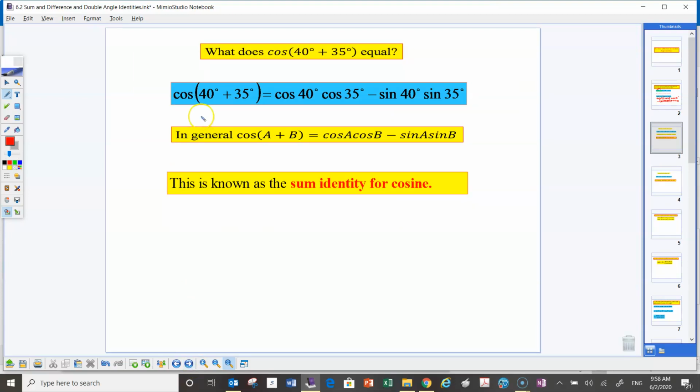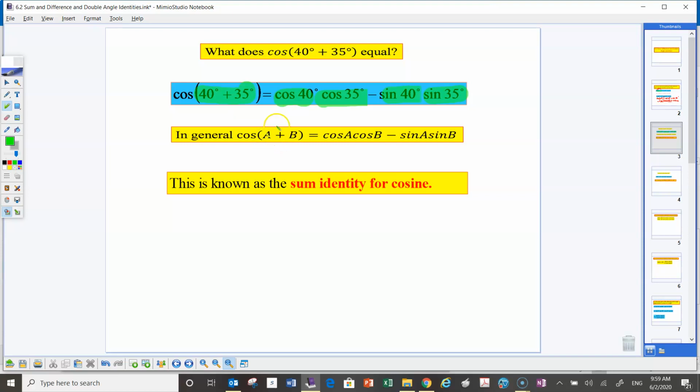Well, the cosine of 40 plus 35 actually equals the cosine of 40 times the cosine of 35 minus the sine of 40 times the sine of 35. And this is known as the sum identity for the cosine function. So if you take a look here, I have two angles that are being added within a cosine function. And the pattern is as follows. It's the cosine of the first angle times the cosine of the second angle. And notice the sign in the expansion changes to minus. And then it's the sine of the first angle times the sine of the second angle.